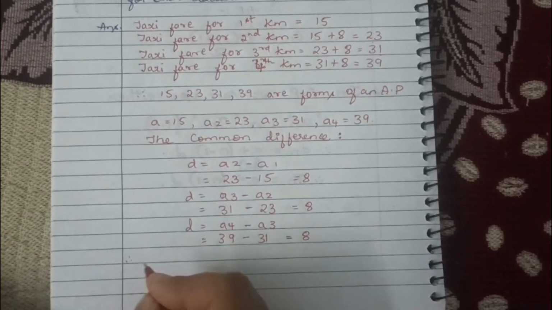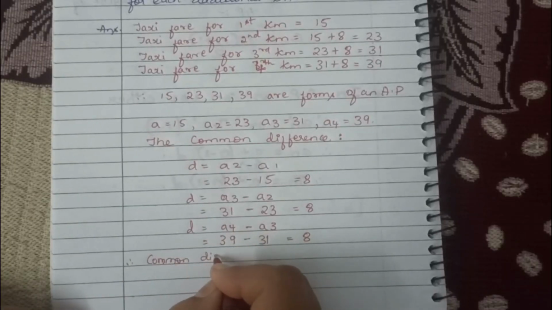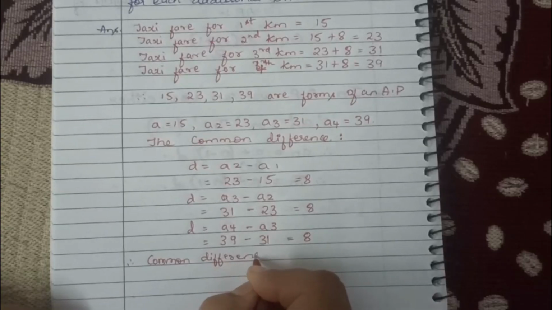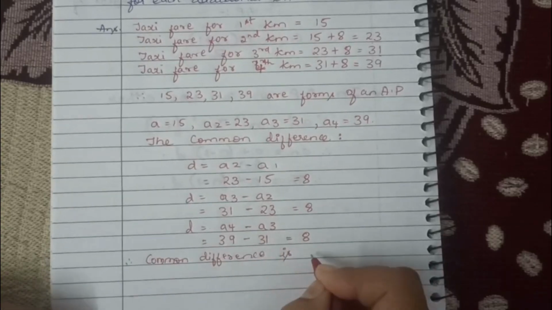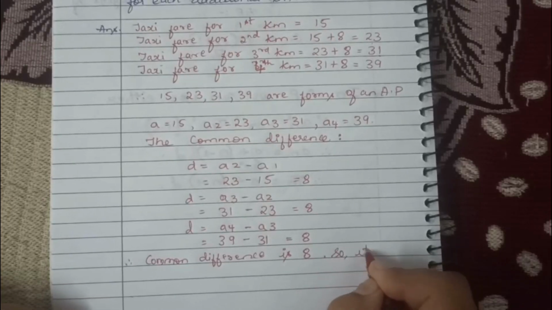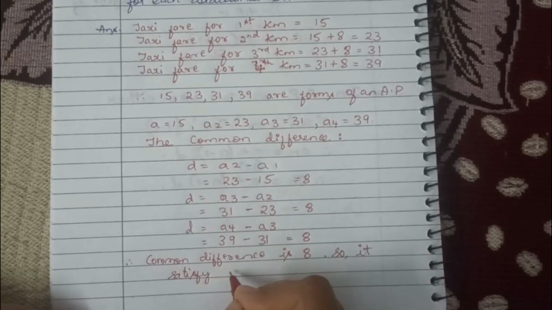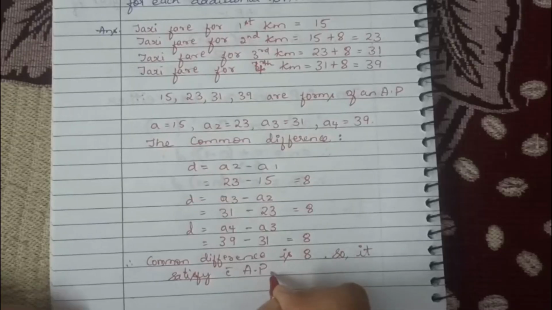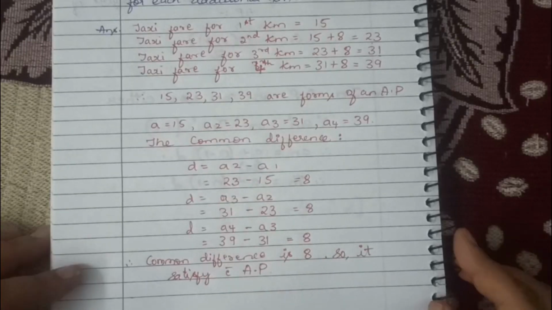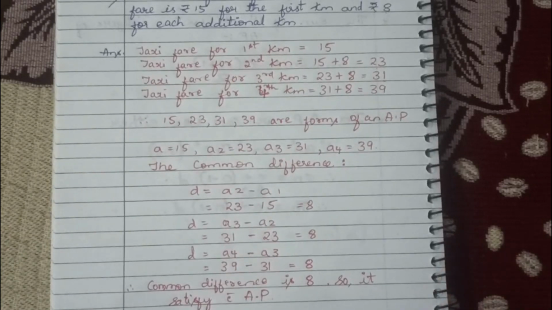And therefore the common difference is here 8. So it satisfies the AP. Okay, so this is the complete answer for the first sum. Now let us go to the second sum.